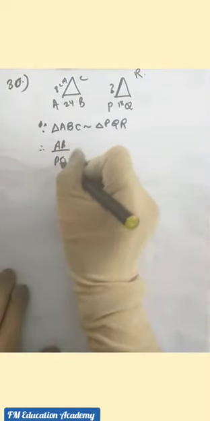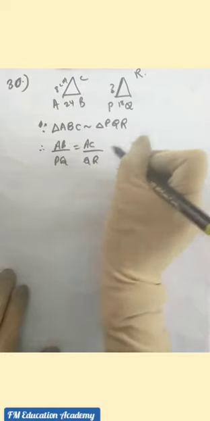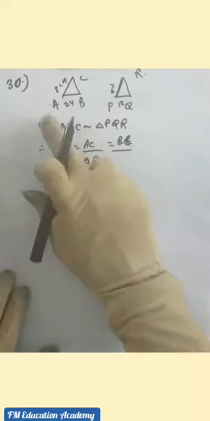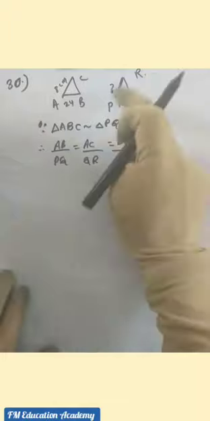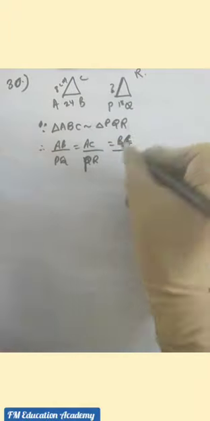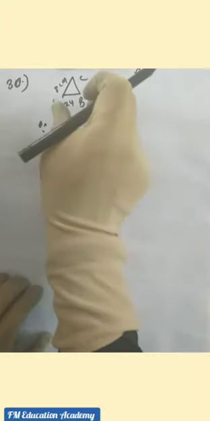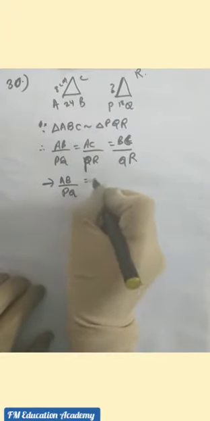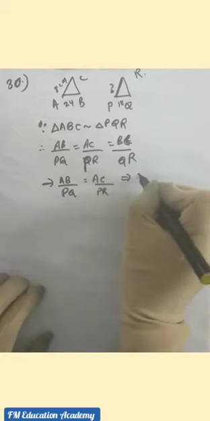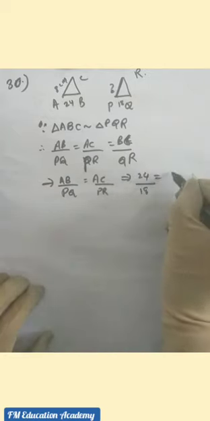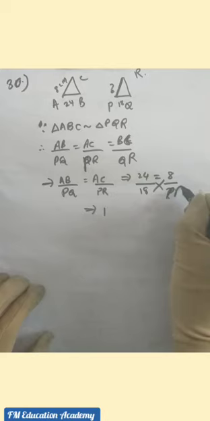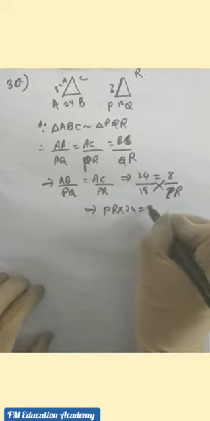Therefore, AB by PQ is equal to AC by PR is equal to BC by QR. Which two sides are we concerned with? We are concerned with AB, PQ, AC, and PR because we want PR here. So we can write AB by PQ is equal to AC by PR. Substitute all the values. What is AB? 24. But what is PQ? 18, is equal to AC, which is given as 8, and PR is not known. So PR into 24 is equal to 8 into 18. We can write like this.